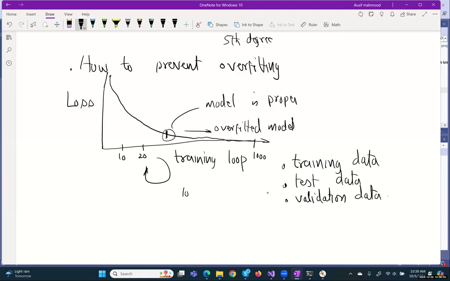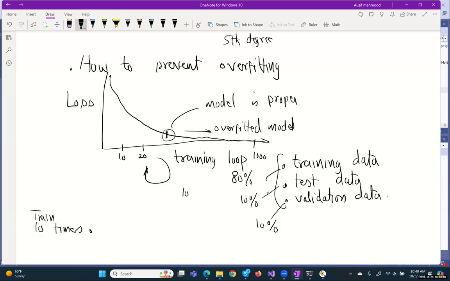So for example, we may decide we will use, let's say, 80% of the data for training. We will keep 10% of the data for testing, meaning we will not provide this data to the model. And 10% also we will not provide. We call it validation. So what we will do is, for example, we'll train it 10 times.